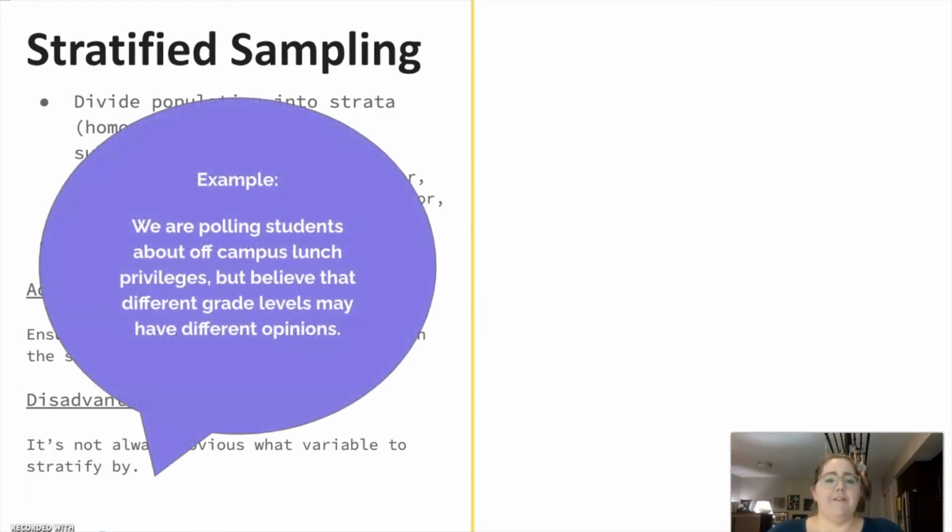So an example of stratified: if we are polling students about off-campus lunch privileges, but we think that different grade levels may have different opinions, we make sure that we have some of each grade level in our sample, and that kind of fixes that issue.